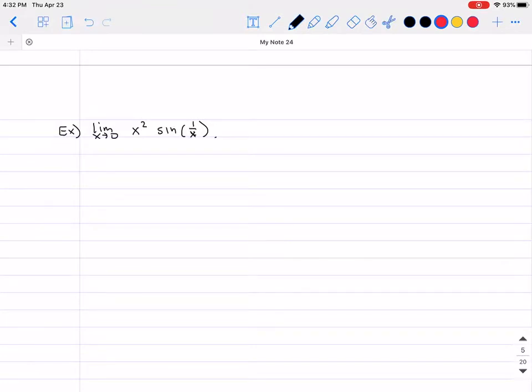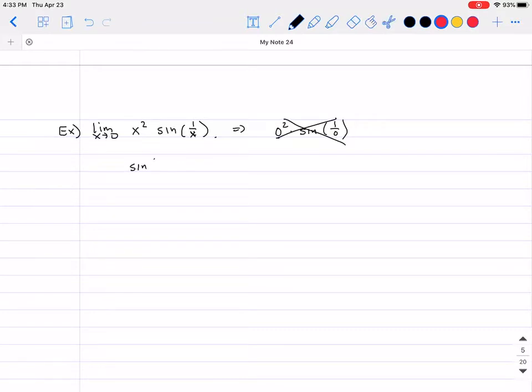So how about this one over here? The limit as x approaches 0 of x squared times sine of 1 over x. Now, this time we don't have an upper bound or a lower bound, so that could be problematic. If we try a direct substitution, just like we've been doing with all the limit problems, we get 0 squared multiplied by the sine of 1 over 0. And that is not a finite number, so that doesn't work.